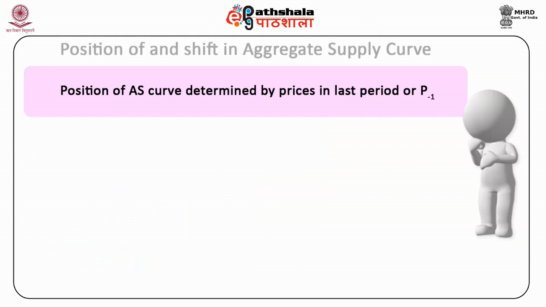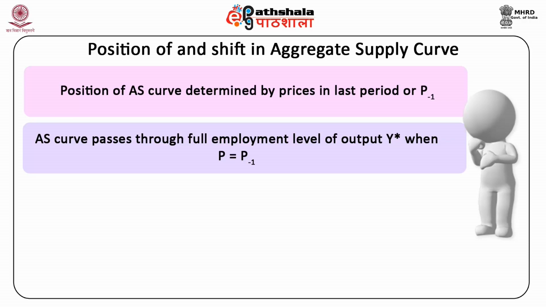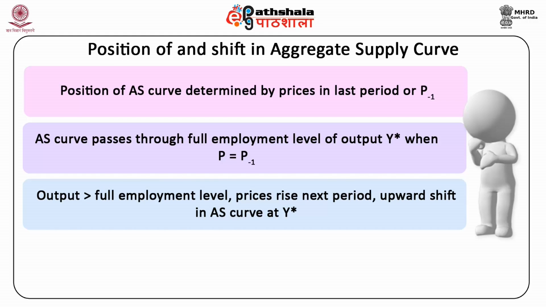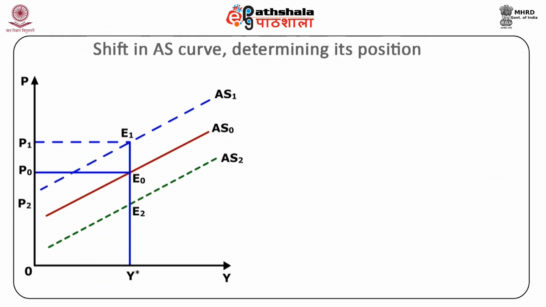The position of the AS curve is determined by the prices in the last period, or P minus 1. The aggregate supply curve passes through the full employment level of output Y star when P is equal to P minus 1. If output is greater than the full employment level, prices rise next period, leading to an upward shift in the aggregate supply curve at Y star. If output is below the full employment level, then prices fall next period, leading to a downward shift in the aggregate supply curve at Y star. See the figure.